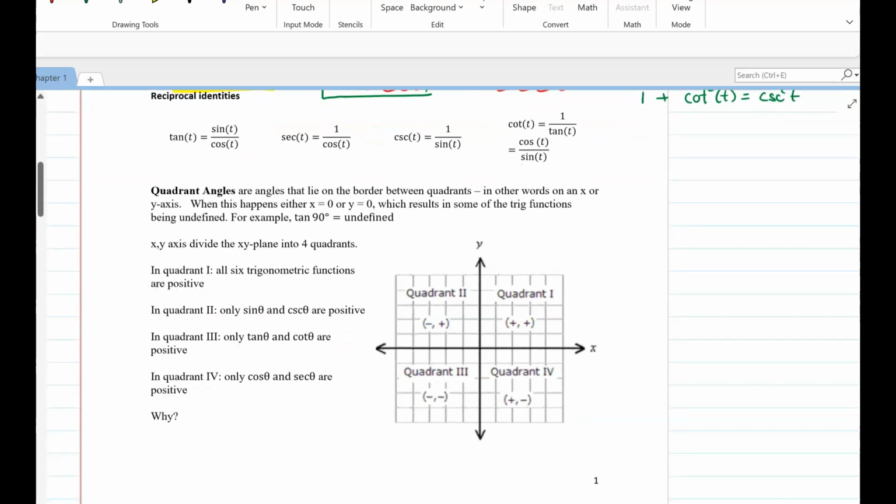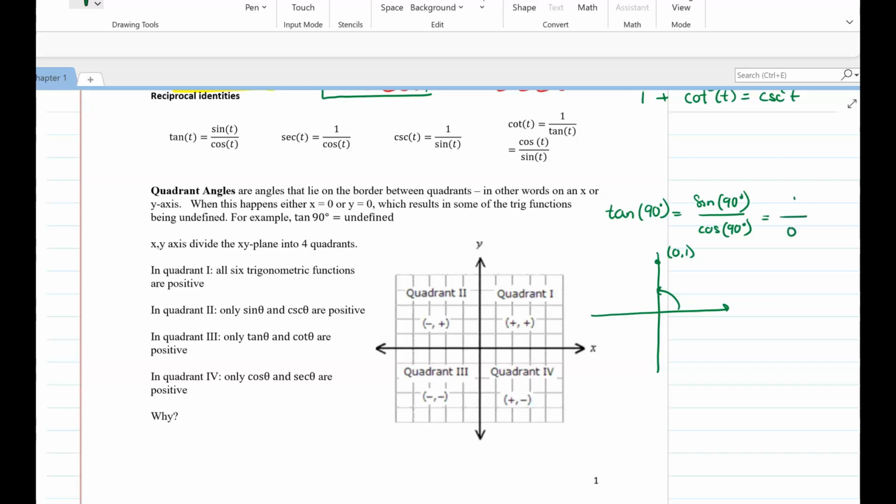So let's double check this. Remember, tangent of 90 degrees is equal to sine of 90 degrees divided by cosine of 90 degrees. So 90 degrees is this angle. On a unit circle, we have this coordinate being (0, 1), which means that cosine of 90 equals 0, and sine of 90 equals 1. So tangent of 90 degrees is undefined in this case.